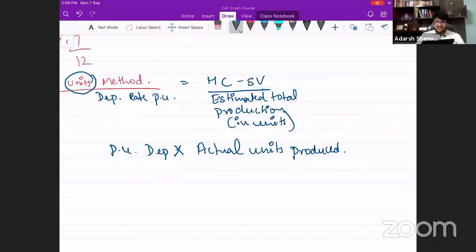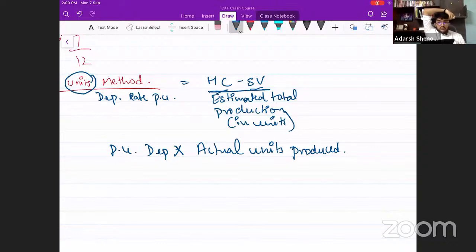Okay, so what is HC and SV? HC means historical cost. SV means scrap value. What is HC minus SV? What do we call it collectively? Depreciable value. Okay.